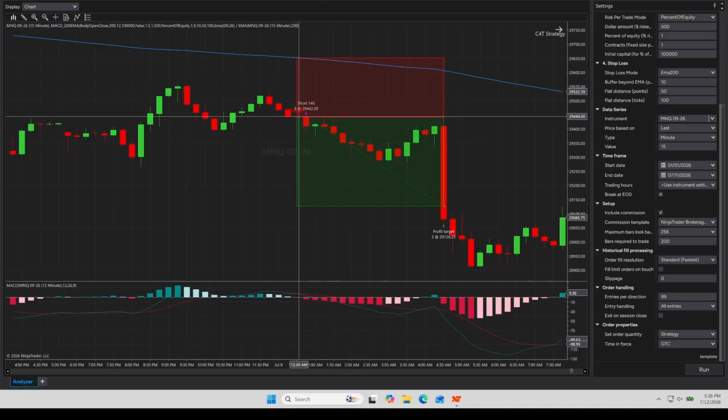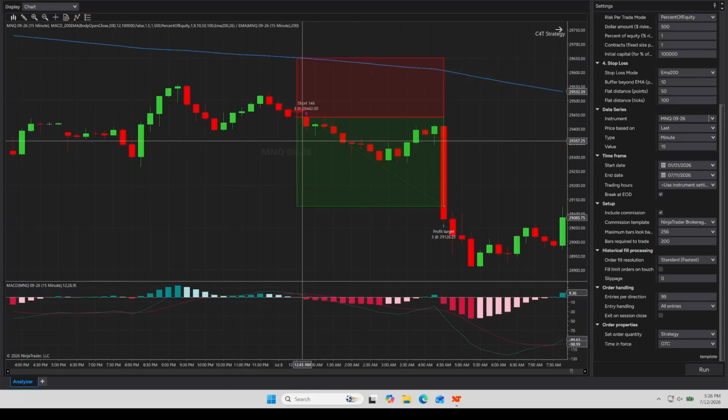So the stop loss for this strategy is placed at the 200 EMA, and the take profit is 1.5 times the EMA. So it is a very simple strategy. This code was created to make it as simple as possible, right?